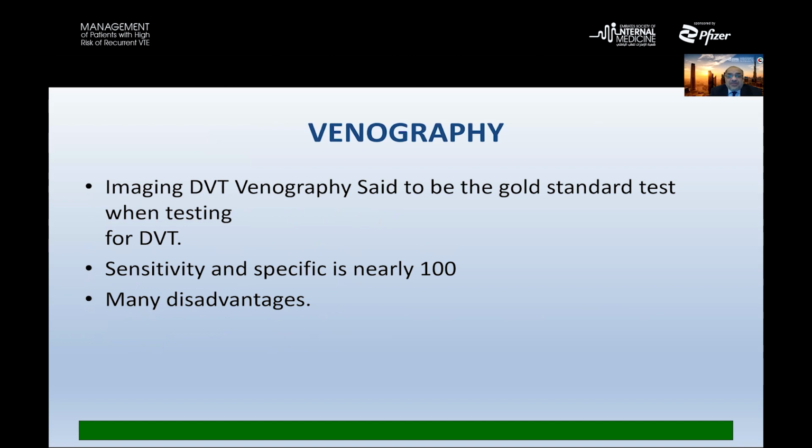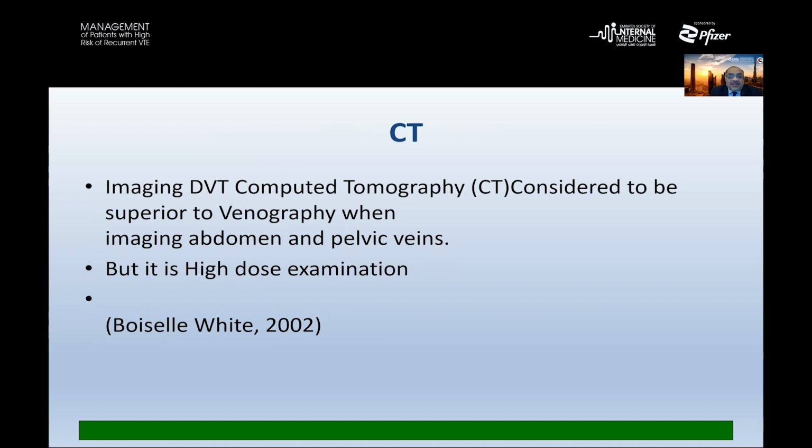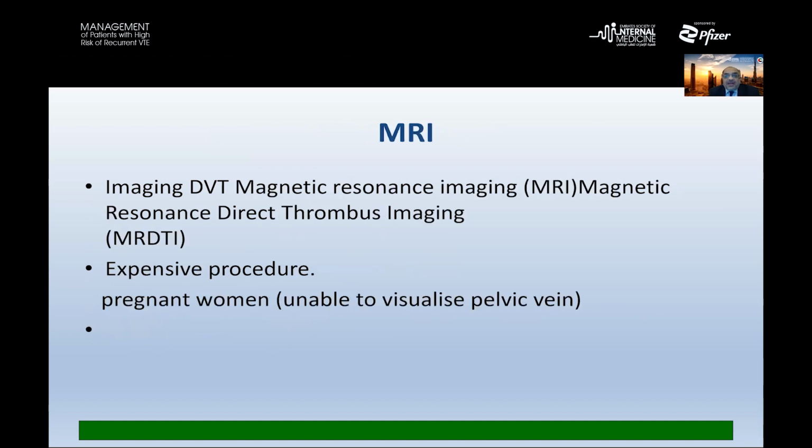Venography is said to be the gold standard. There are many disadvantages, so we don't do it. CT, again, is a high-dose contrast examination, so we don't like to do it routinely. MRI, occasionally in pregnancy we do it for the pelvis, but sometimes we are unable to visualize it even then, so it's difficult. MRI, no one does it. So it's just for completion.